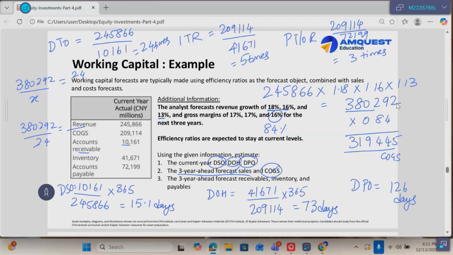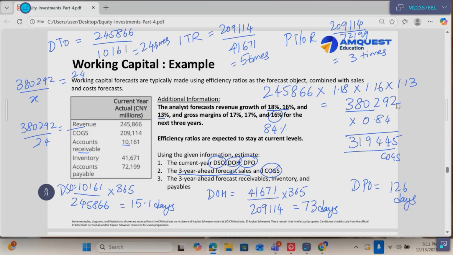Similarly, my inventory turnover ratio is 5 times, and my new COGS is 319,445. So if I do 319,445 divided by 5, I'll get the answer for my inventory. And if I do 319,445 divided by 3 times, I'll get my answer for payables.